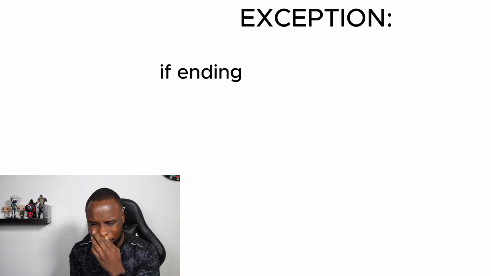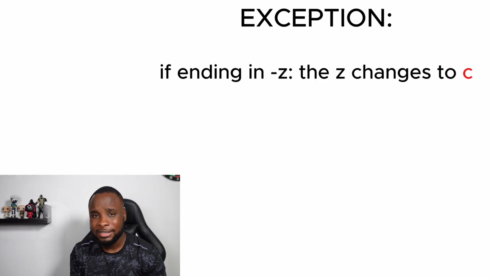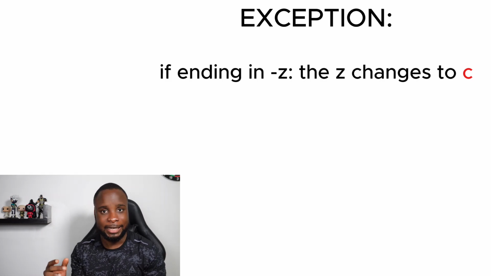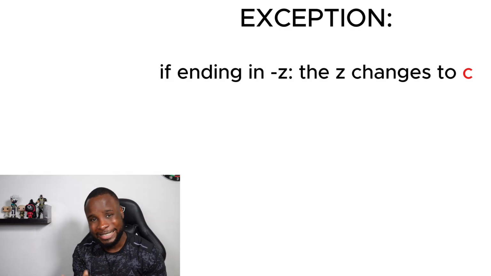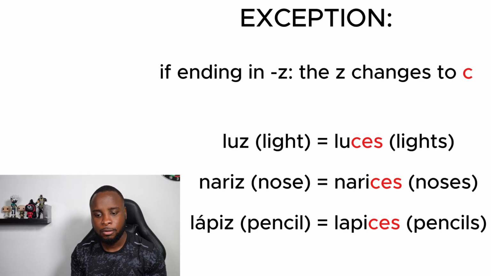However, there is one exception, and that is for words that end in a Z, or Zed, like Americans call it. In this case, you do add the ES, but you change the Z to C. And so words like luz, nariz, and lápiz become luces with a C, narices and lápices. So it's super easy. Pluralizing in Spanish is a piece of cake.